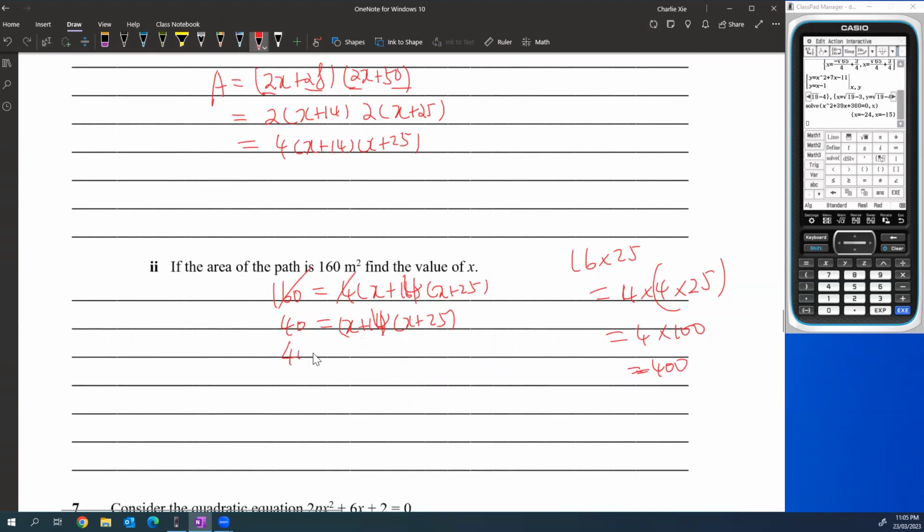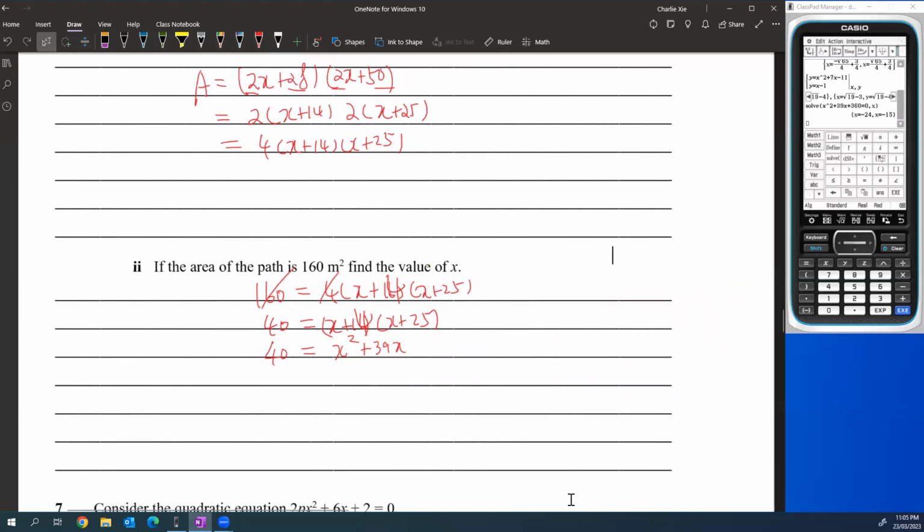Let's go. 40 equals x squared plus 39x. And 14 times 25. So that's different now. 14 times 25. Let's put it in a calculator. 14 times 25 is 350. So plus 350. 0 equals x squared plus 39x plus 310.